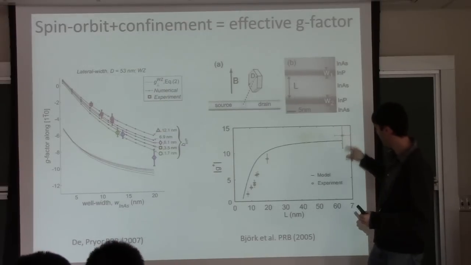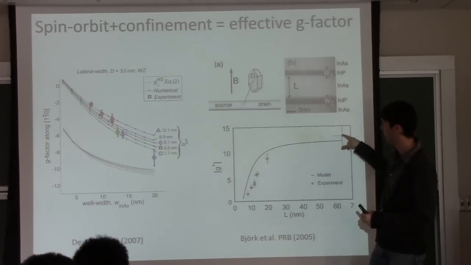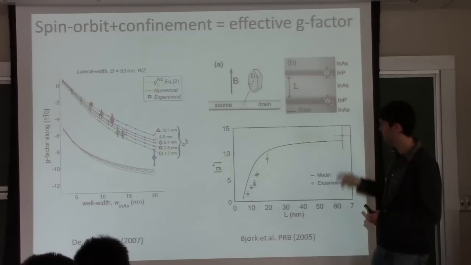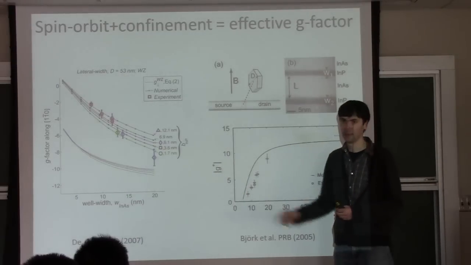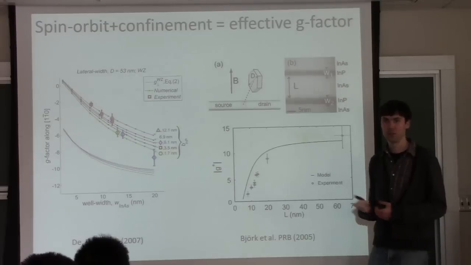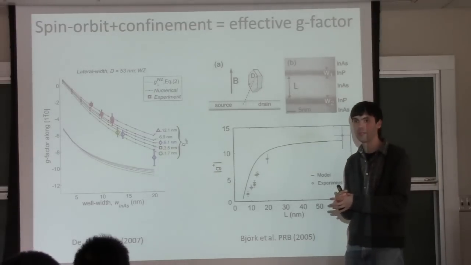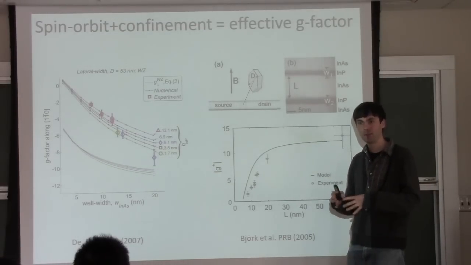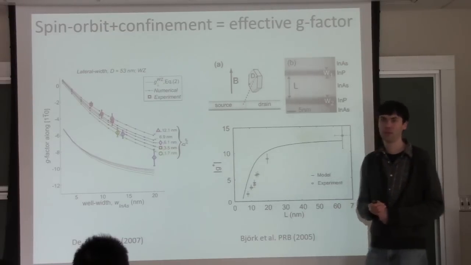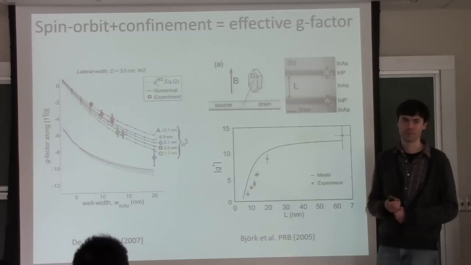And they see that for very large dots, they have a large G factor, and as they shrink the dot, the G factor shrinks. So we are quenching orbit by confining electrons more, and we are suppressing the effect of spin-orbit interaction on G factor.